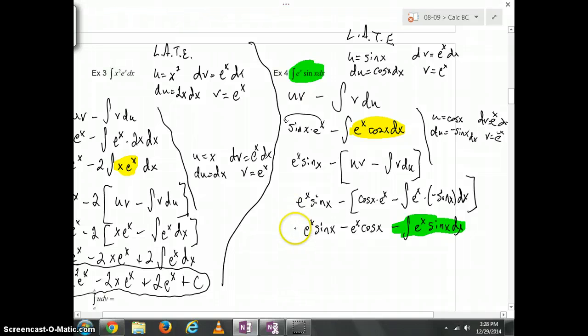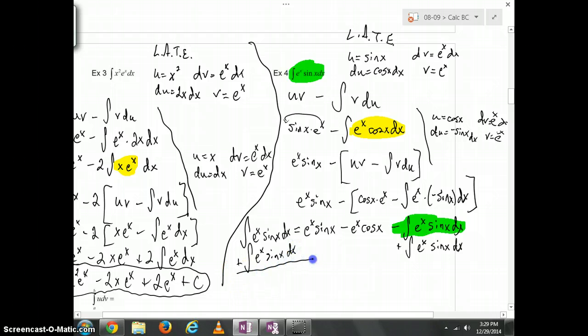But take a look at this. This is kind of cool. The original problem was, in fact, the integral of e to the x sine of x dx. Tell you what, my goal is to solve for this. How about we add an integral of e to the x sine of x dx on this right side? Then, of course, we'd have to do the same thing on the left.